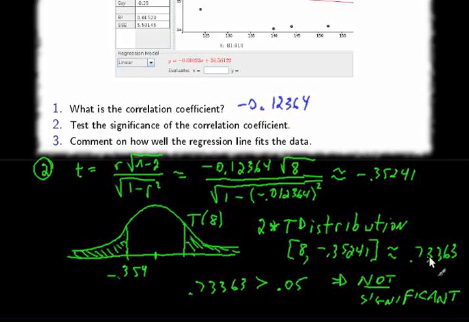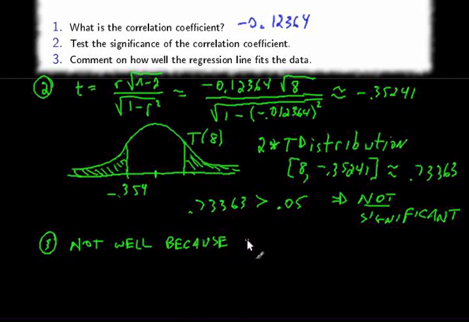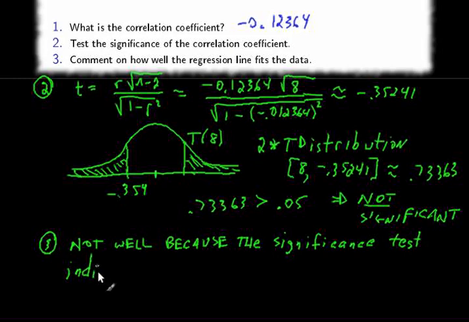Number 3, comment on how well the regression line fits the data. So the only comment we can make is not well, because the significance test indicates that the correlation is not significant.